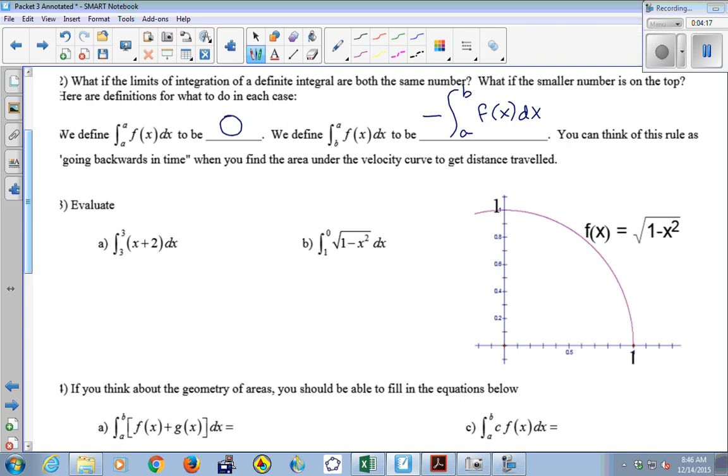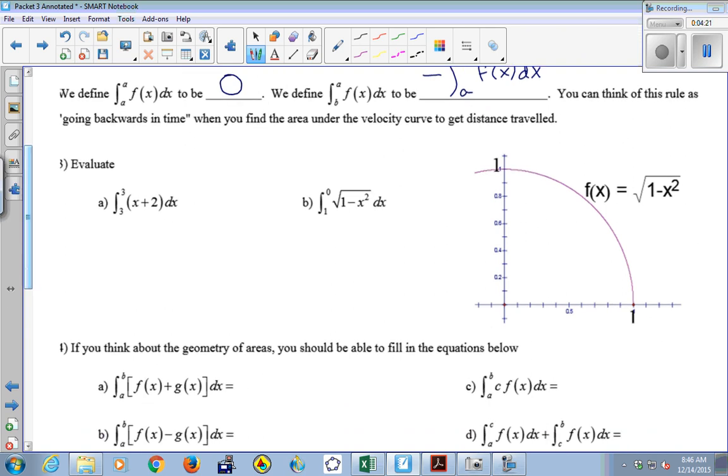All right, so let's apply a couple of these integrals. What is the integral from 3 to 3 of x plus 2 dx? 0. No work needed, right? The thickness under 3 to 3 is 0, so there's no area.